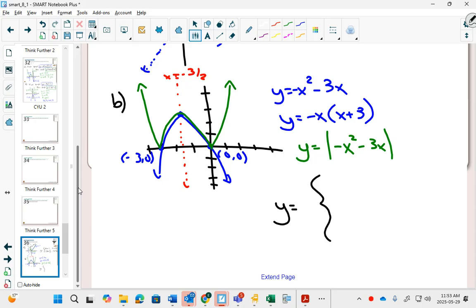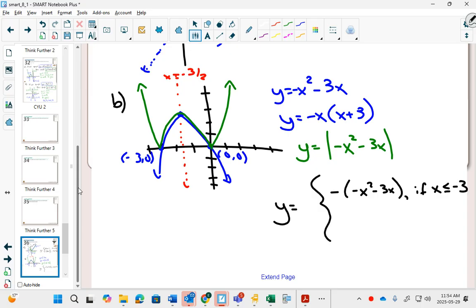I'm going to start from my left and go to the right. So the first section is everything less than negative 3. Do you see that everything less than negative 3 got flipped up? So I could take my original graph, which was negative x squared minus 3x, and put a negative in front to show that I flipped it up. And that was when x was less than or equal to negative 3.